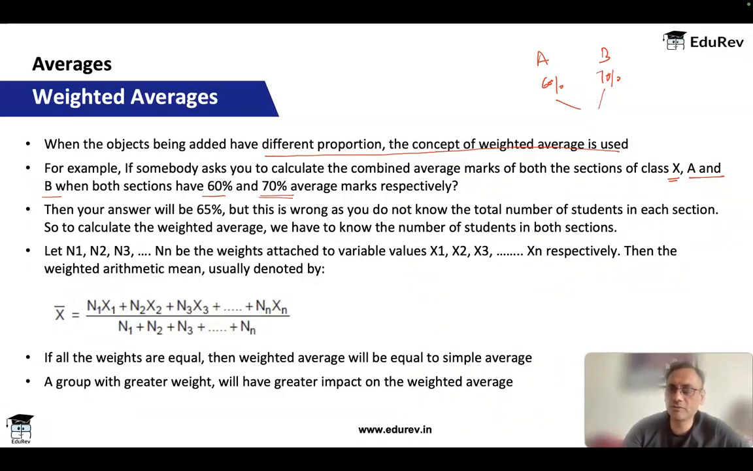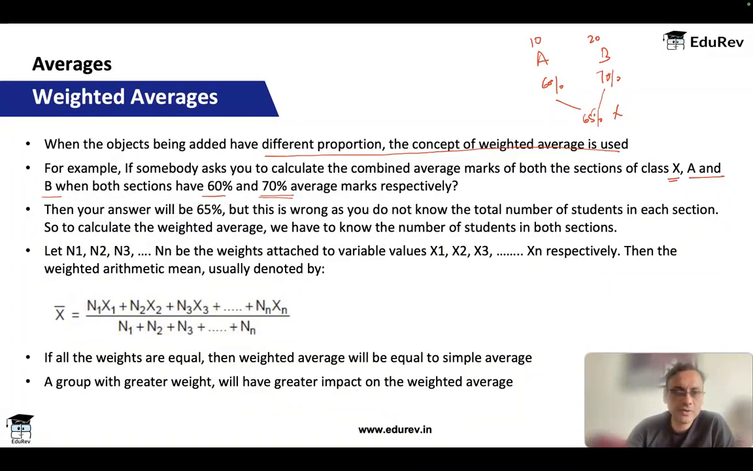And 60 and 70, if you look at it and you say the answer will be 65, this will be a wrong answer, because this answer will depend on the number of students in section A and B. Unless you know the number of students, you will not be able to solve this. Let's say the number of students are 10 and 20, just to understand this. So then what you'll do is, now these 10 and 20 will be called the weights.